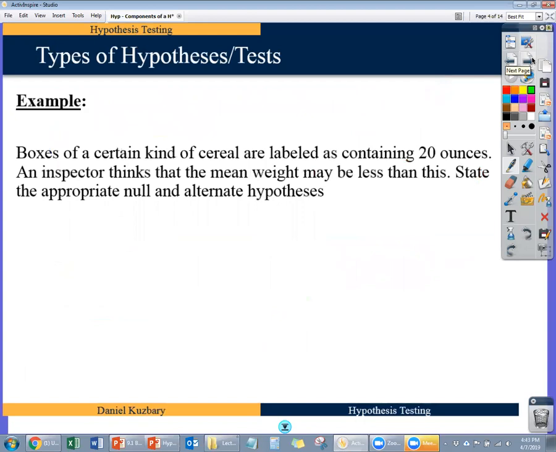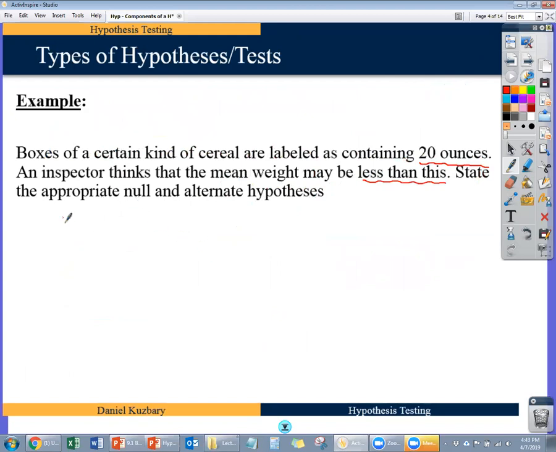So let's see if we can write down our hypotheses and identify the kinds of tests. So we have boxes of cereal of a certain kind that are labeled as containing 20 ounces. An inspector thinks the mean weight might be less than this. So we're going to state the null and the alternative hypothesis.